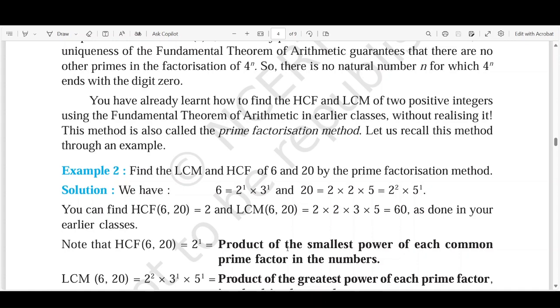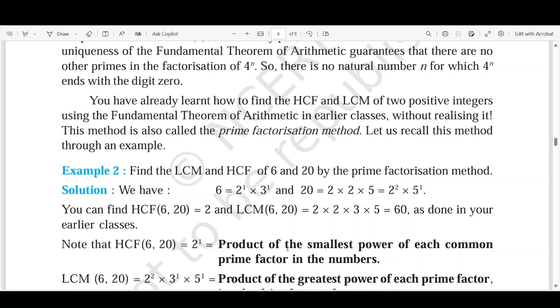Example number 2 involves the idea of LCM and HCF of two numbers, in particular two positive integers. Find the LCM and HCF of 6 and 20 by the prime factorization method. Here they have written the prime factorization of the numbers 6 and 20. Thus we have for 6 to be 2 into 3 and for 20 it is 2 square into 5.